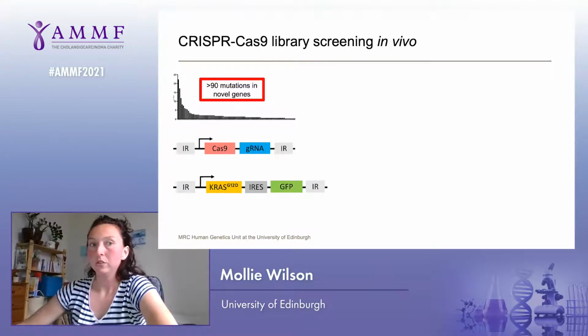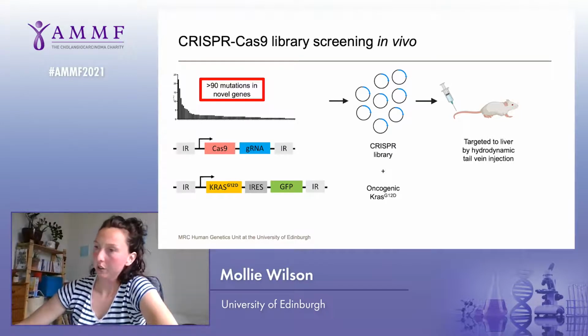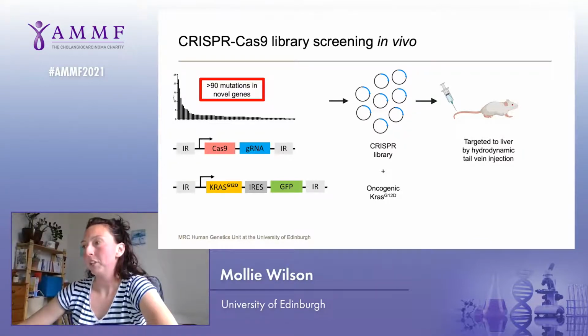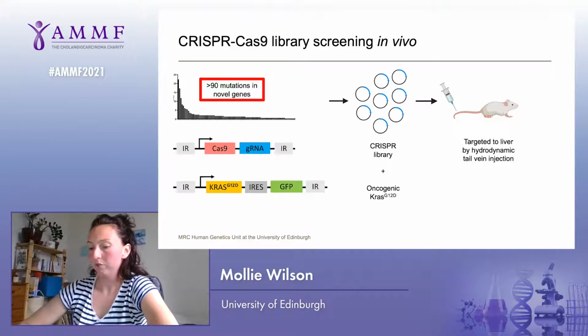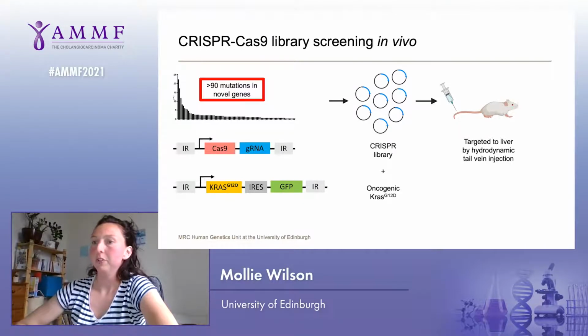So I have my library of these guide RNAs against the genes identified in the computational screen, and I have the oncogenic Kras, and we injected these into the tail veins of mice using this hydrodynamic tail vein injection. And this system means that you can introduce these naked DNA plasmids in such a large volume that it overburdens the cardiovascular system of the mouse. And this means that the liver becomes more leaky, if you like.